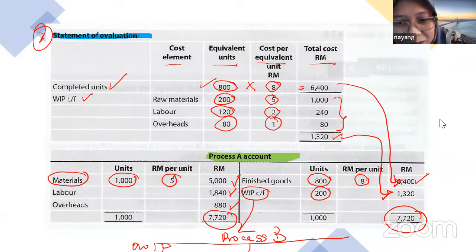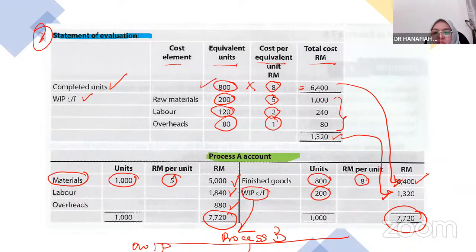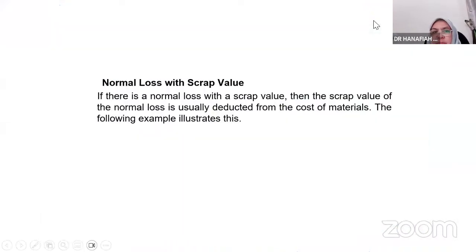Please, Dr. Hana, you can proceed. Okay, thank you. So let me continue with the example of what we call normal loss with scrap value. If normal loss with no scrap value, no problem. It is the same like yesterday, but in equivalent unit, you have to prepare that restatement. It is the same like the previous that I just mentioned. So now let us look what is actually the difference if you have normal loss with scrap value.